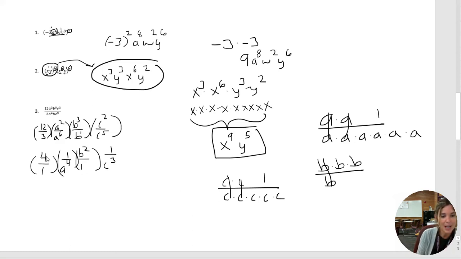Okay, so now on the top, we have a 4 times a 1 times a b to the second. So that's going to be a 4b to the second. On the bottom, we have a 1 times a to the fourth times 1 times c to the third. So a to the fourth, c to the third. That is our final answer.